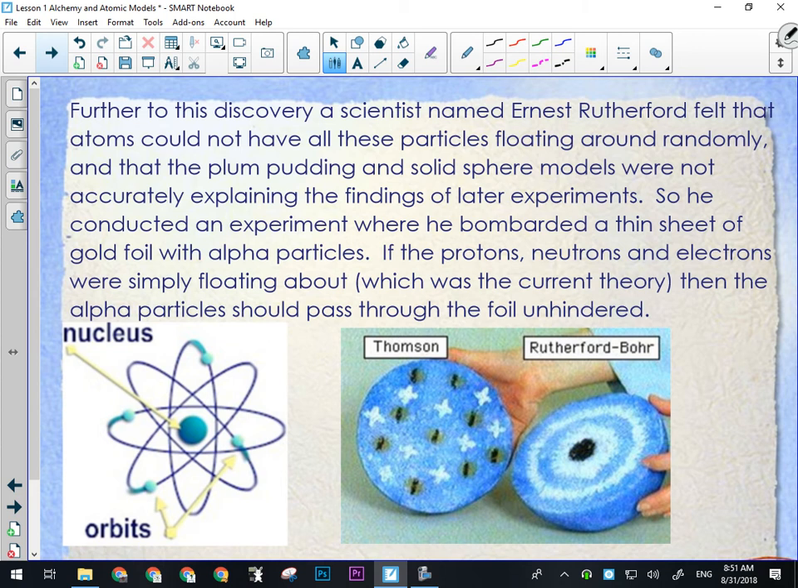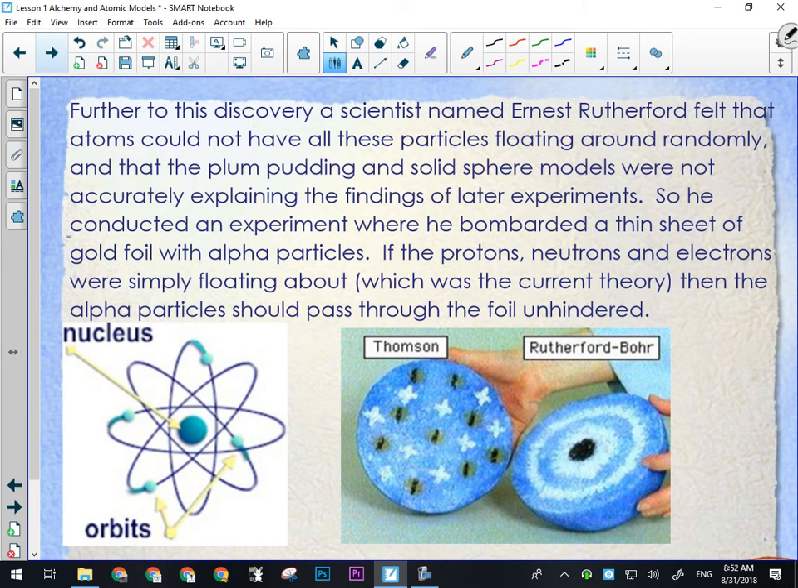Now, his idea was that if atoms are big, when the alpha particles hit the foil, they'll bounce. He thought the atoms were really, really small. So he thought the alpha particles would go right through the foil, and that none of them would bounce back. So that was his idea, that all this stuff is just going to go through.